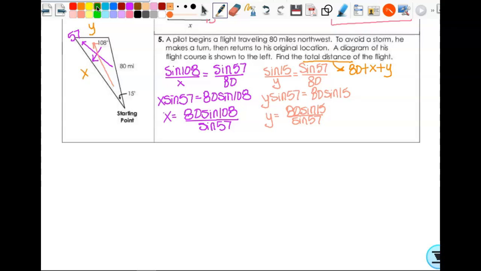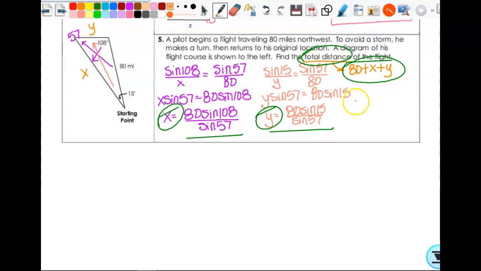I have the setup there. I know what I actually want. I want the total distance. That is 80 plus X plus Y. This is X and this is Y. So now you put it in the calculator, let the calculator do the whole thing. 80 plus, I would use the fraction button, put in your X, plus, use the fraction button, put in your Y. Do it all at once.